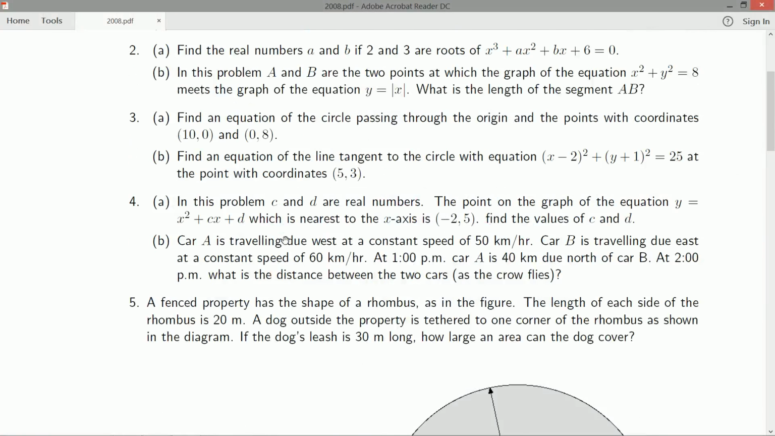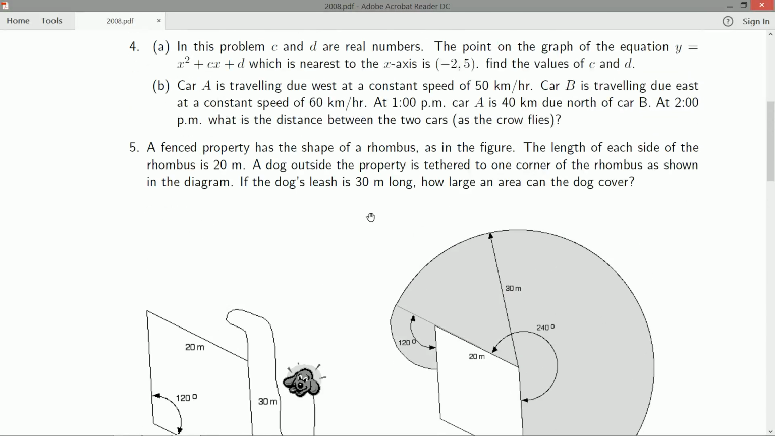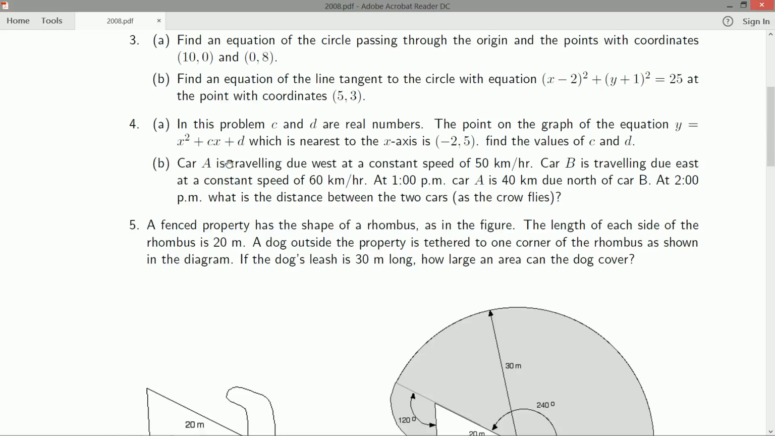Alright. Keep the units that they gave us. So that wraps up question 4. I think I said 5. That wraps up question 4.